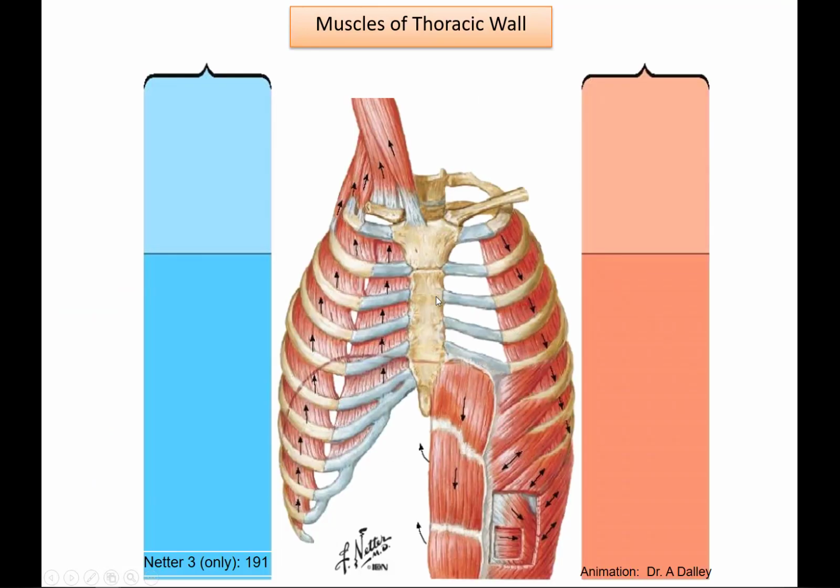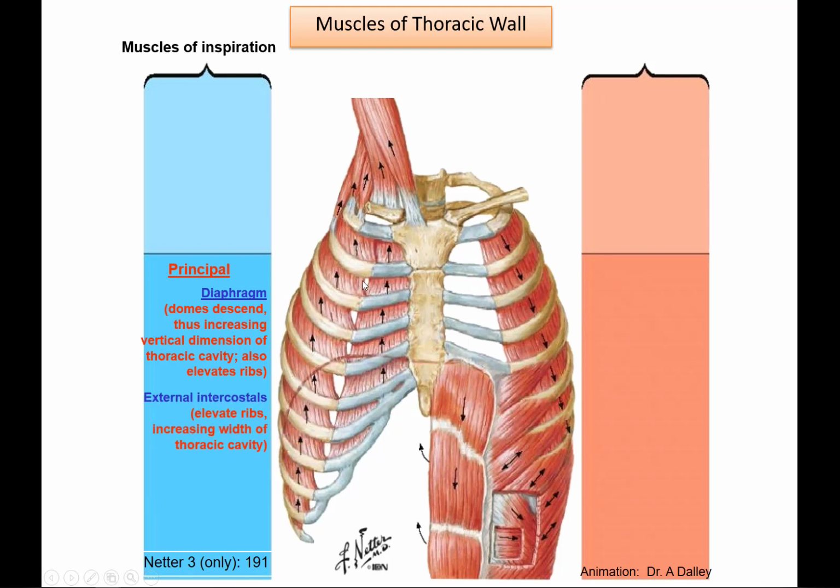The muscles of your thoracic wall, we can have a look at them here. Your muscles of inspiration, the principal muscle we all know now is your diaphragm. The dome will descend, increasing the vertical dimension of the thoracic cavity, and elevate the ribs. There's the diaphragm, and there it pulls down, increasing the vertical dimension. You have three layers of intercostal muscles. The external intercostals will elevate the ribs, increasing the width of the thoracic cavity. You have the interchondral part of the internal intercostals, which also elevate the ribs.